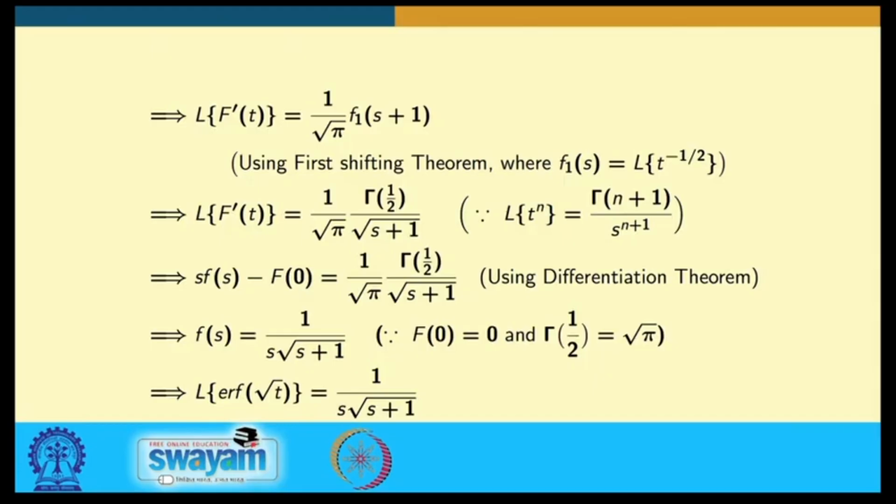From here, I am finding the Laplace transform of t to the power minus half, and then I am getting F(s) is 1 by s into root over s plus 1, since f(0) is also 0 and gamma half is root pi. So, the Laplace transform of erf of root t is 1 by s into root over s plus 1.